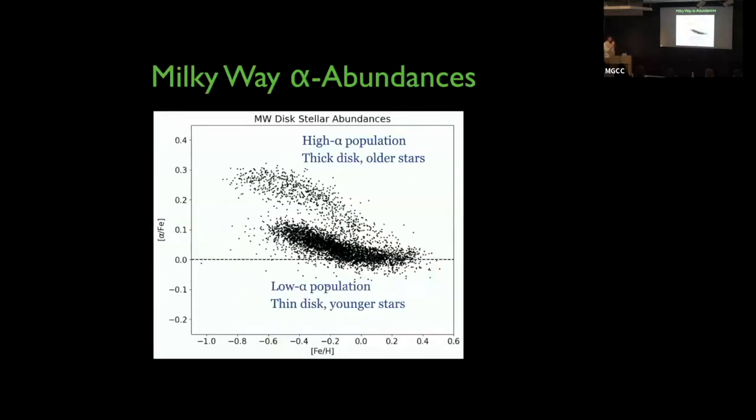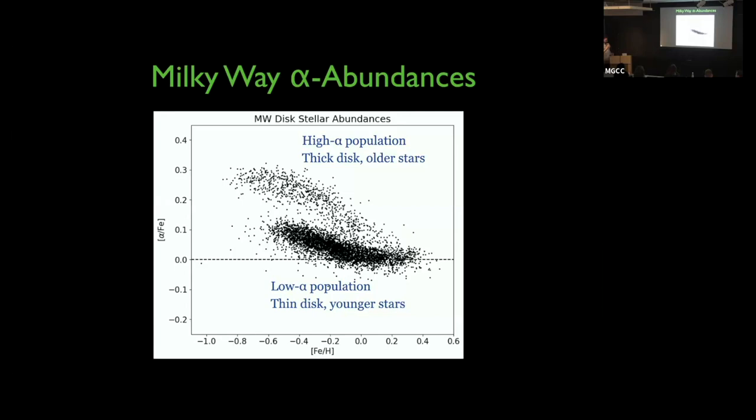All right, so what do the Milky Way's abundances look like? This is what the Milky Way looks like. We have 2 alpha populations: the high alpha population, which roughly corresponds to the thick disk, these are older stars, and the low alpha population, which corresponds roughly to the thin disk, which are younger stars.